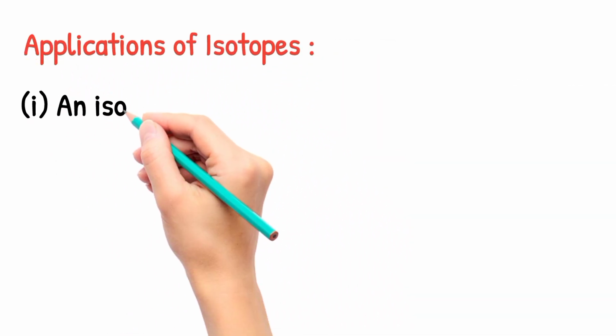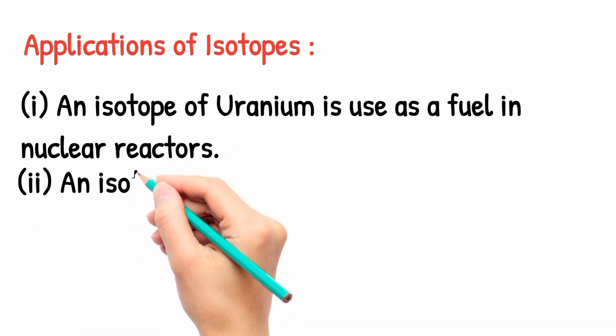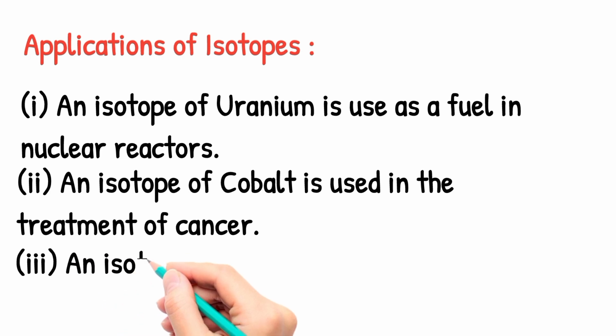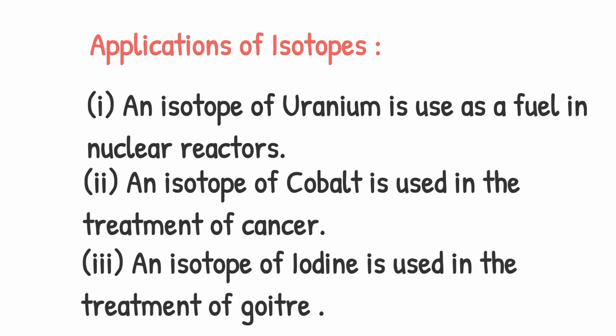Applications of isotopes. An isotope of uranium is used as fuel in nuclear reactors. An isotope of cobalt is used in the treatment of cancer, and iodine is used in the treatment of goiter.